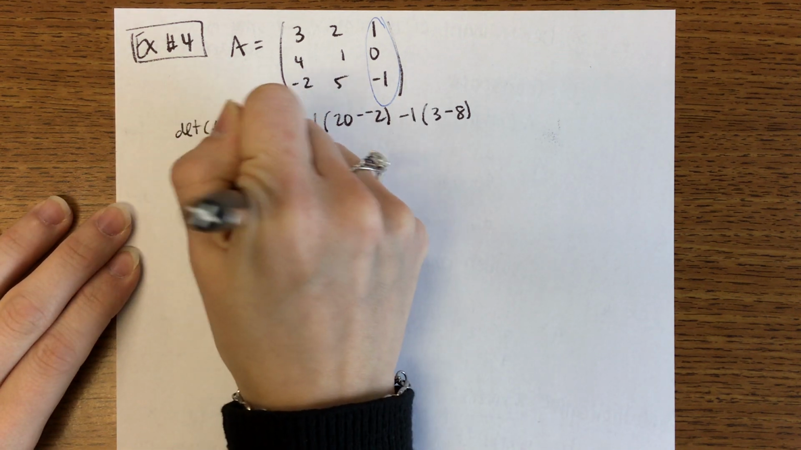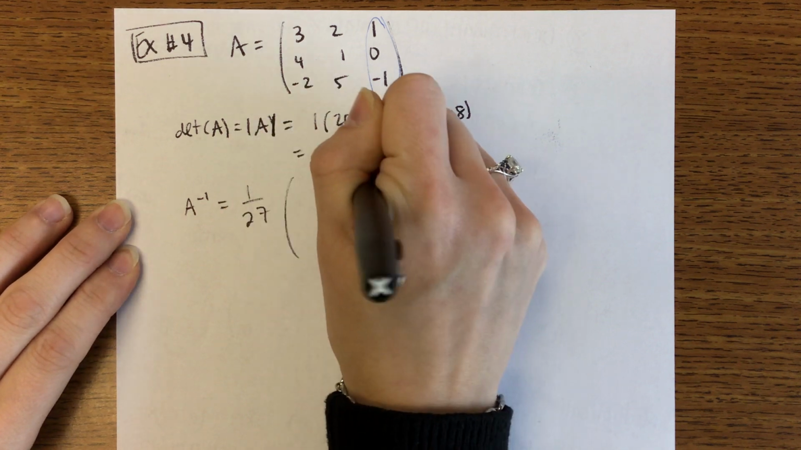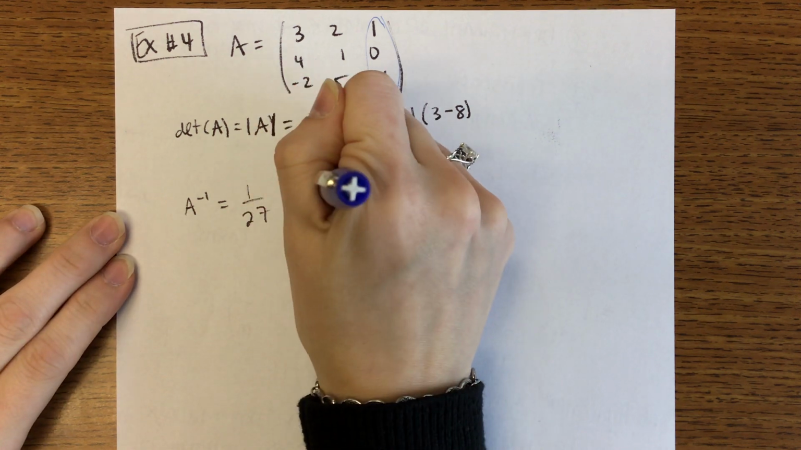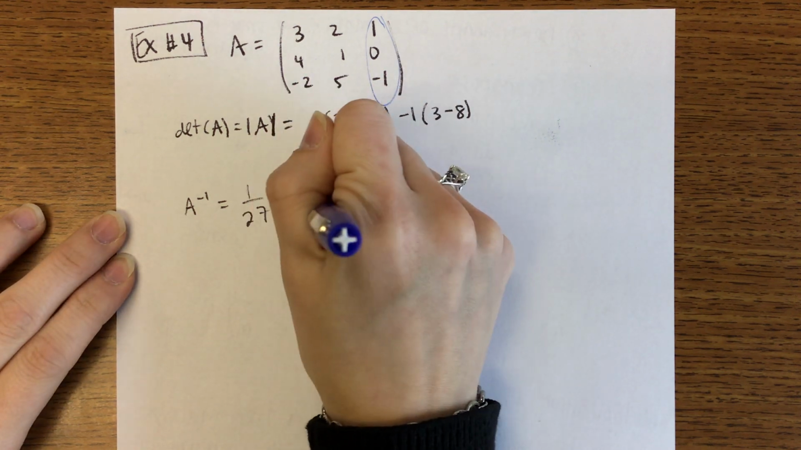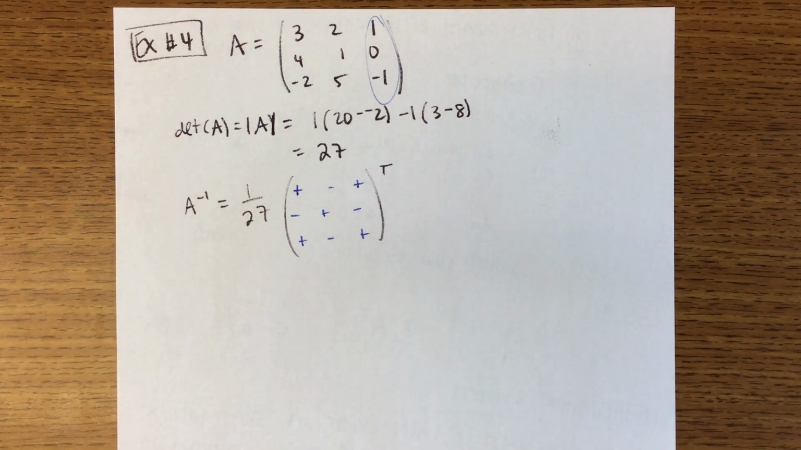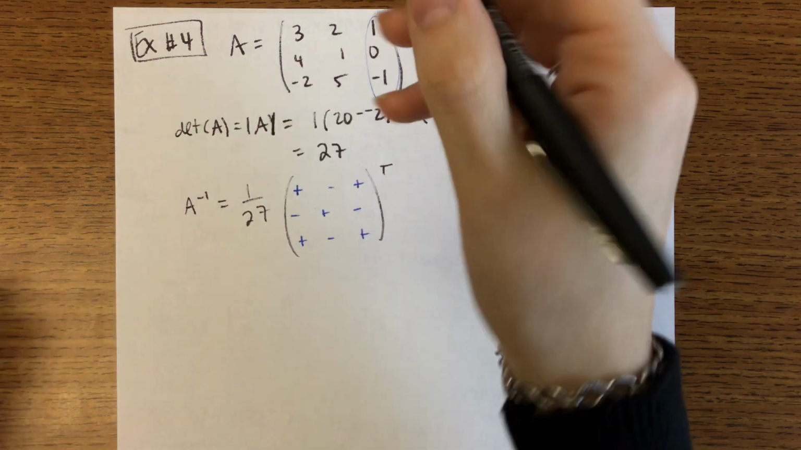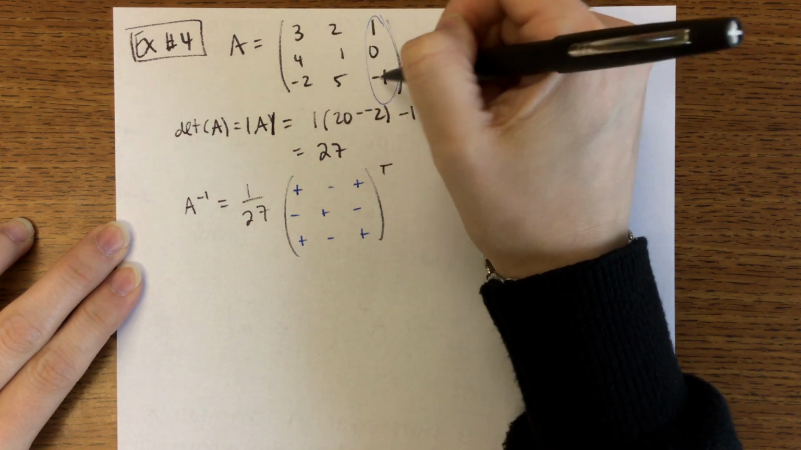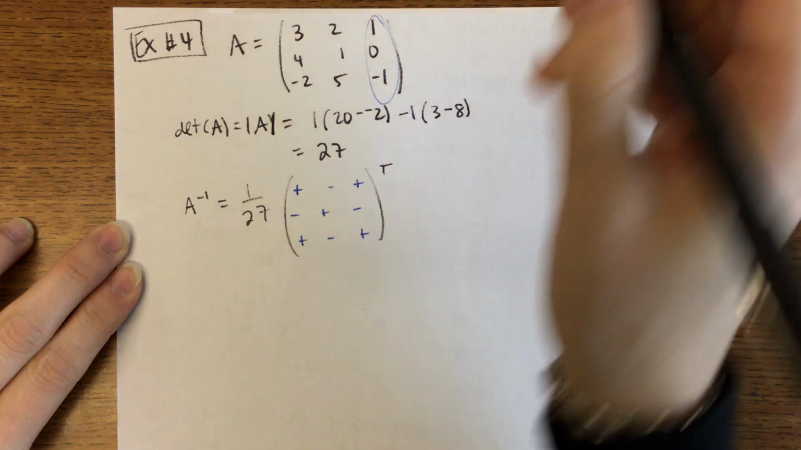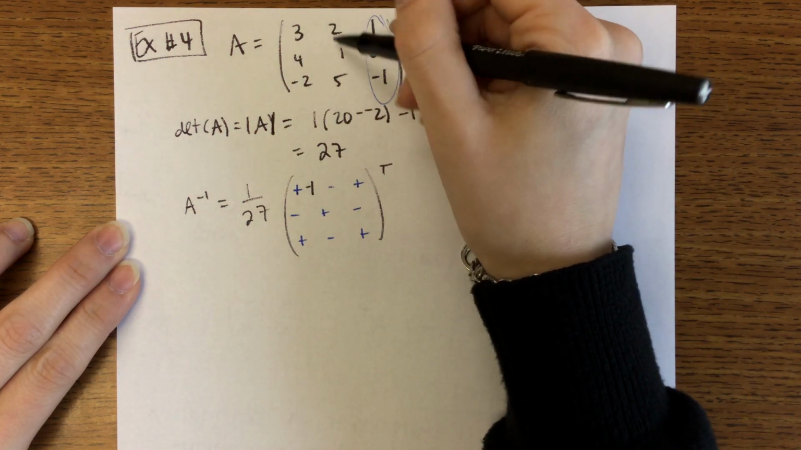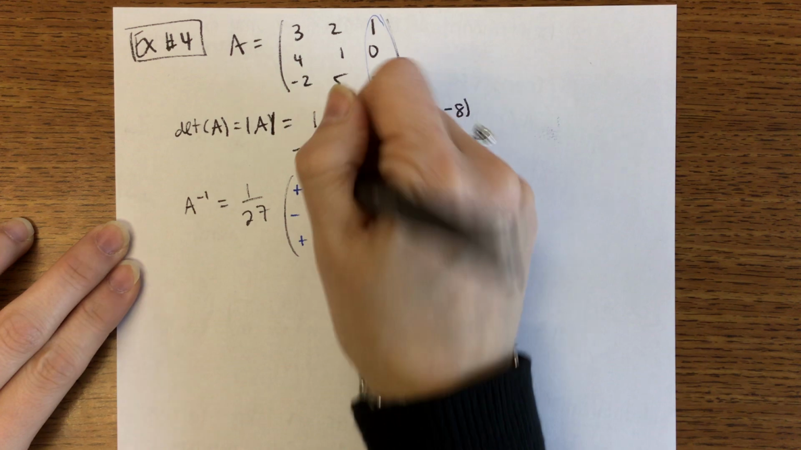Okay, so we get 1 over 27, and then we're going to have some matrix that we have to transpose. I did my signs first. I got positive, negative, positive, negative, positive, negative, positive, negative, positive. You guys agree? Yes. Okay, so for the first element, ignore this row, this column, find the determinant of the surrounding matrix, and you get negative 1. Ignoring this row, this column, we get negative 4.